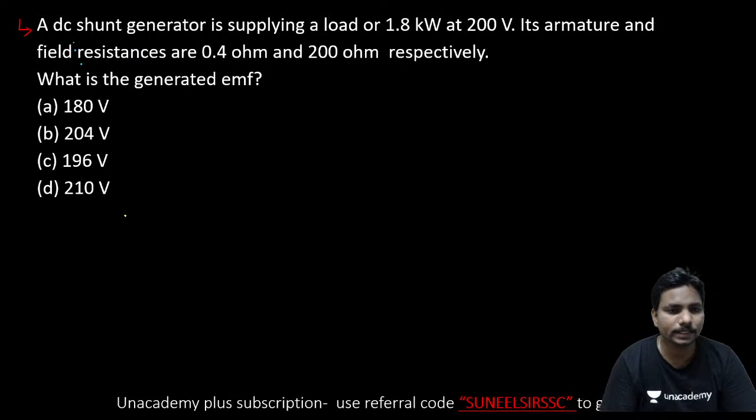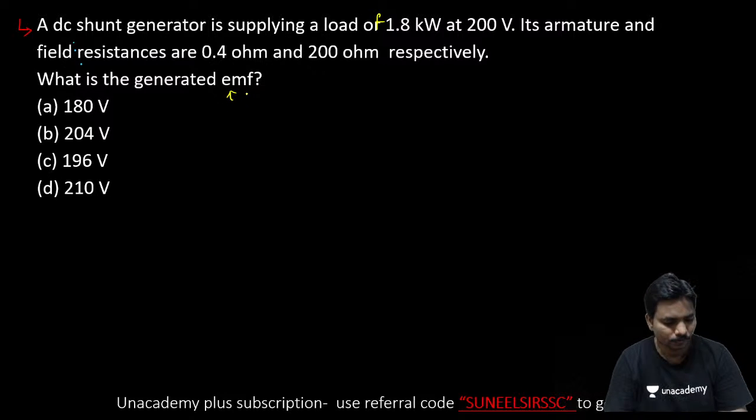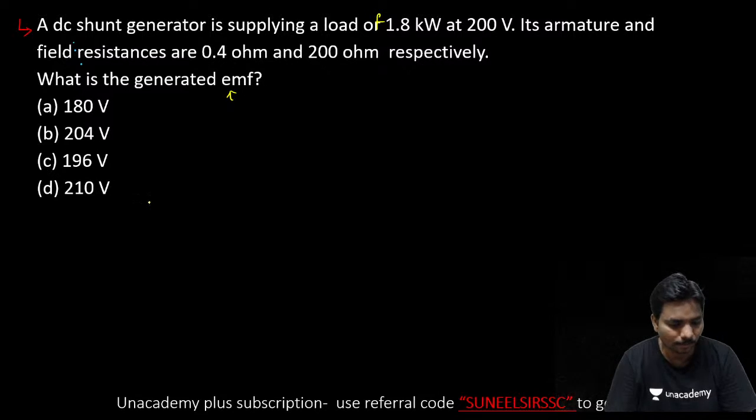First question: a DC shunt generator is supplying a load of 1.8 kilowatt at 200 volt. Its armature and field resistances are 0.4 ohms and 200 ohms respectively. What is the generated EMF? This is one type of problem. Come on, try to find out the generated EMF.